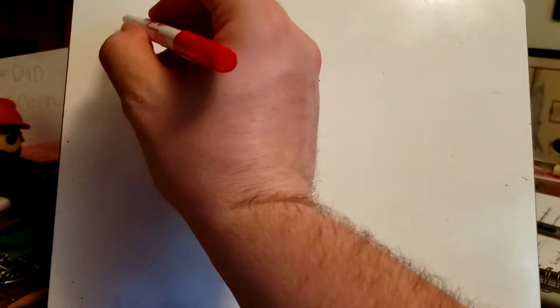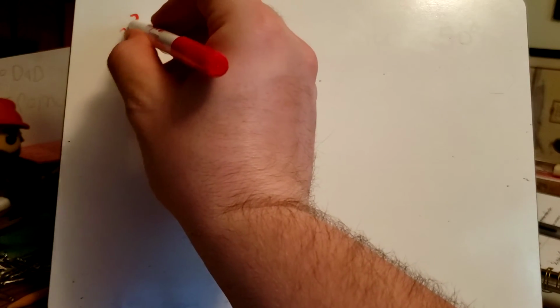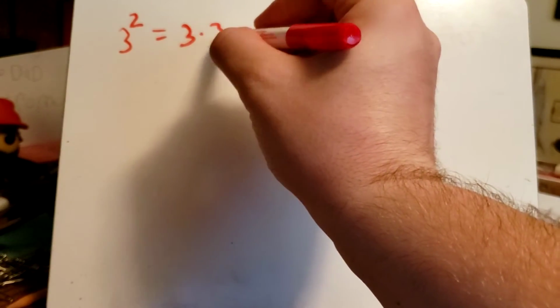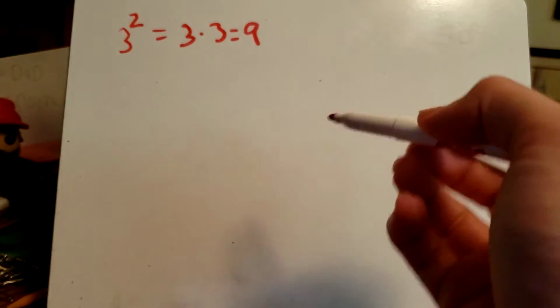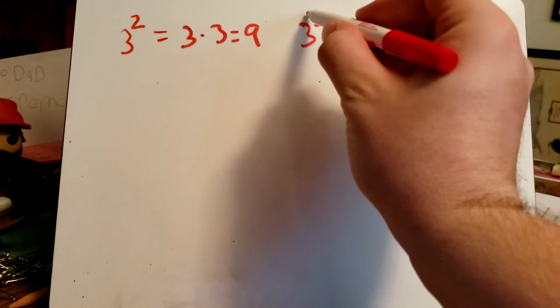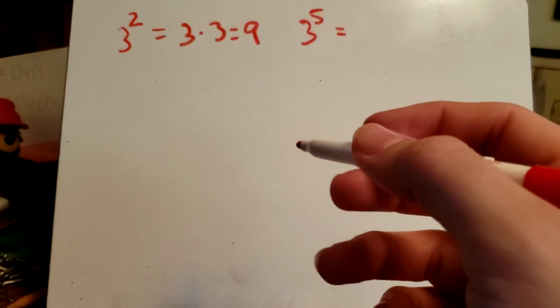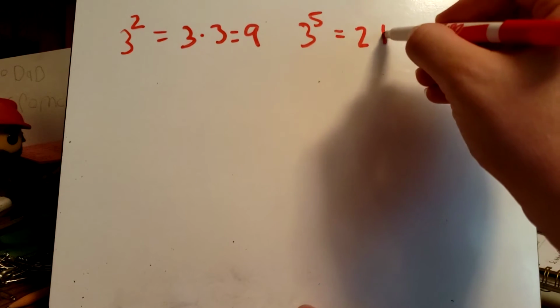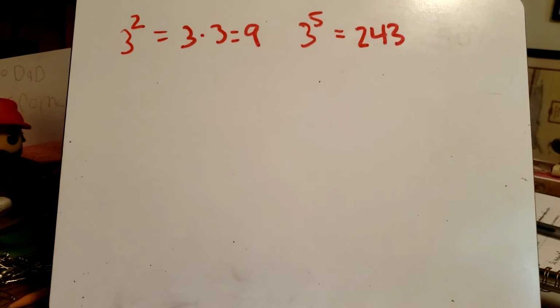So for instance, if I had 3 to the second, that's saying you should multiply 3 by itself 2 times. So that would be 3 times 3, and that's 9. If you had 3 to the fifth, you would be multiplying 3 times 3 times 3 times 3 times 3, and that's 243. Okay, so that's what exponents are, but now let's look at some of the rules exponents have.